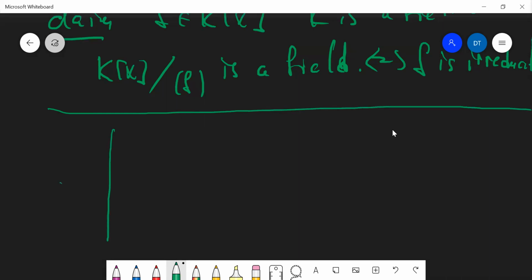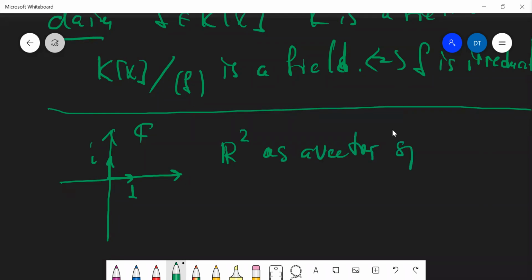So you draw this picture when you deal with the complex numbers. You have the element 1 and you have the element i. So as the real vector space, this is a plane with two elements, 1 and i, inside its basis. So this is R2 as a vector space over R.